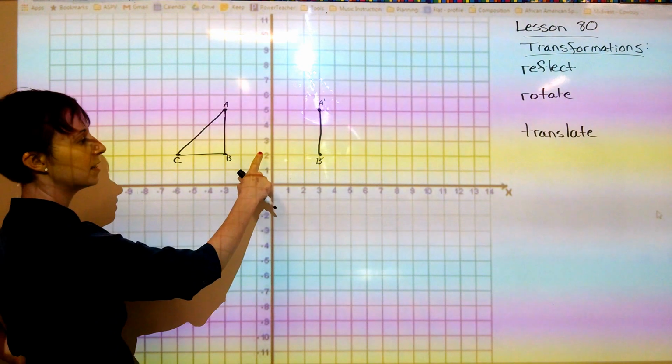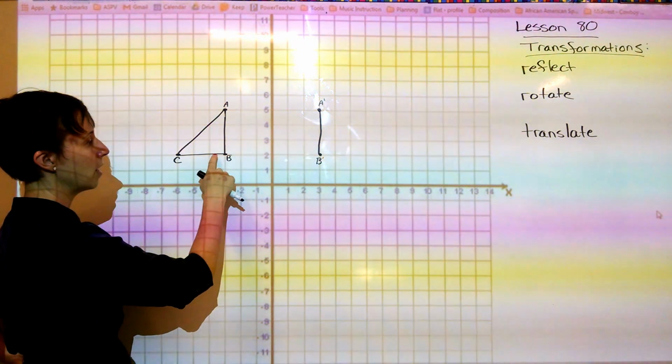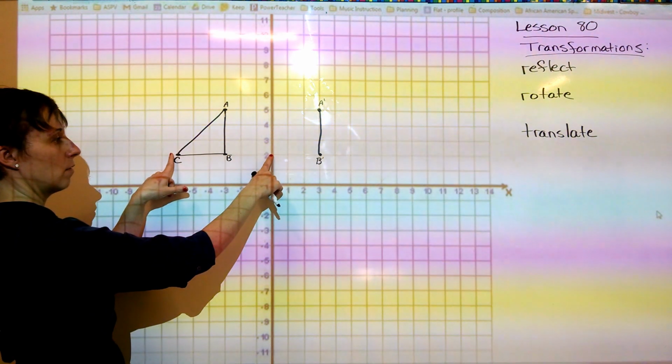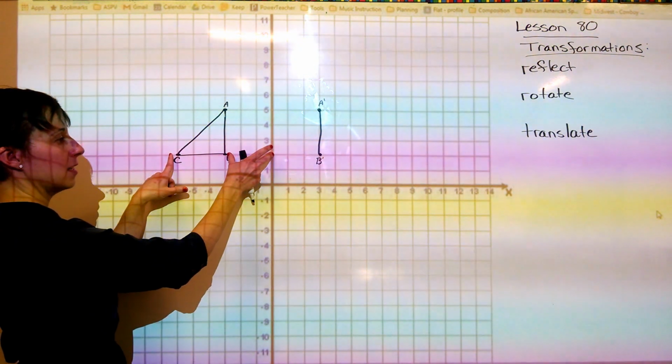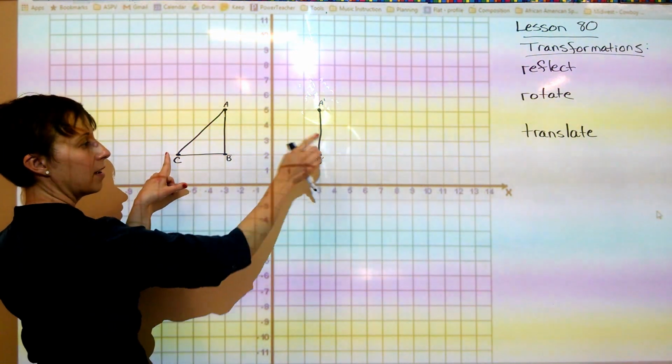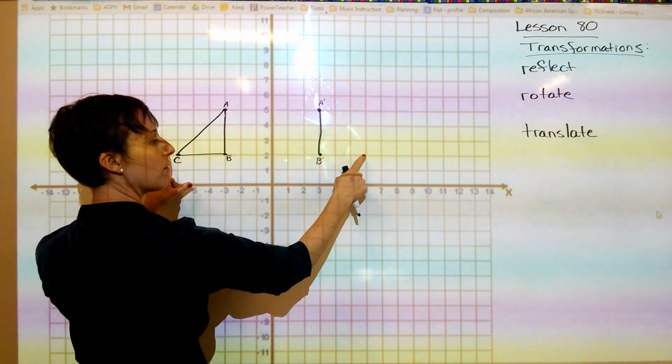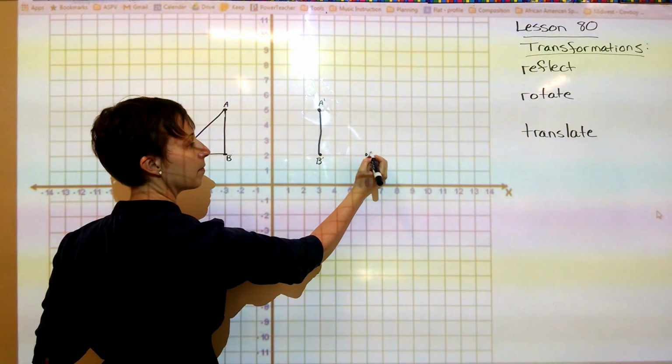Let's count. C is 1, 2, 3, 4, 5, 6 out from the y-axis. Let's count this way. So you can find C. 1, 2, 3, 4, 5, 6. C.